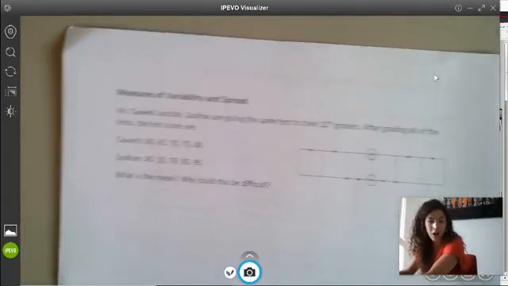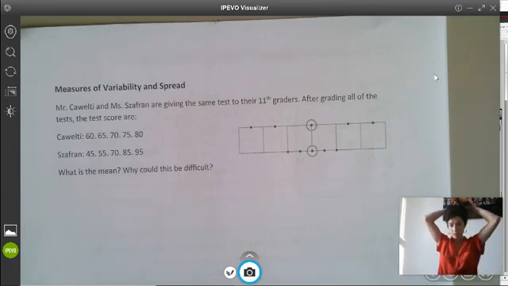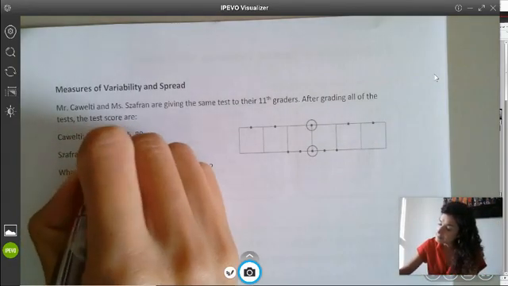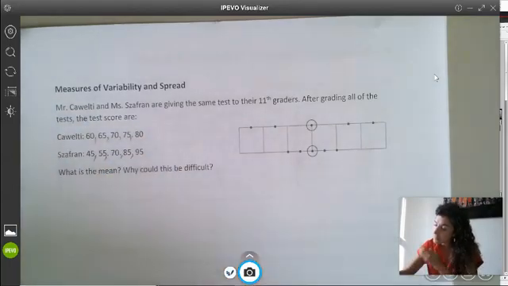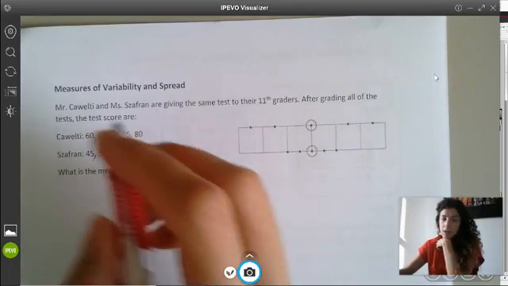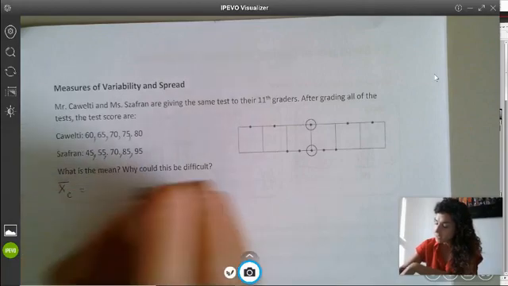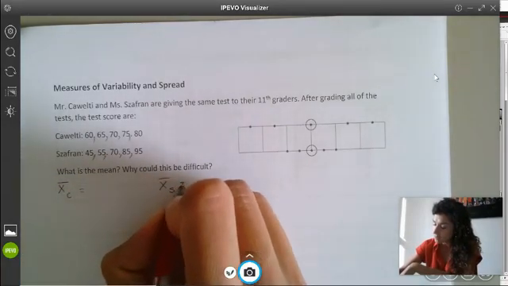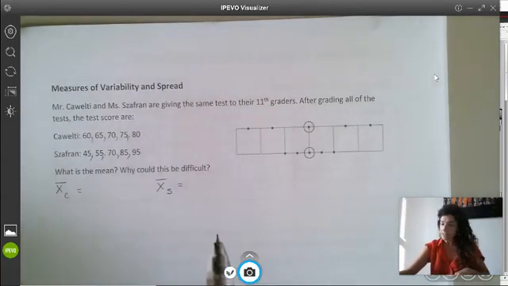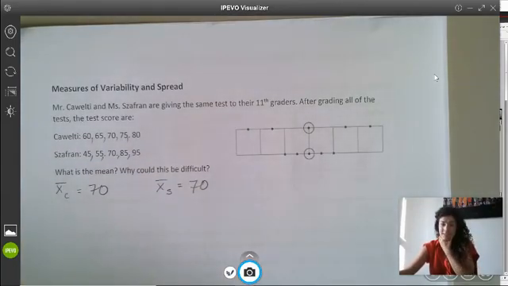So we're talking about how far out does everything go. Mr. Kuwelty and Ms. Zaffron give the same test. They're 11th graders. After grading all of the tests, the scores are as follows. So we've got all of these, and I want you to really quickly find the mean on all of them. So I'll say mean for Kuwelty and mean for Zaffron. Okay, so for Kuwelty, we should have gotten 70, and for Zaffron, we should have also gotten 70.